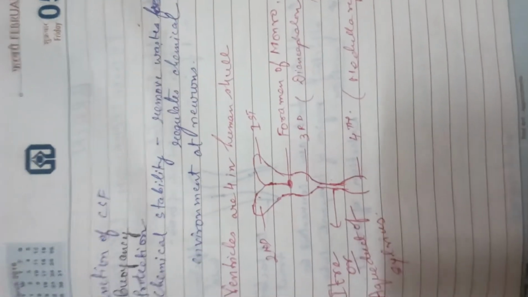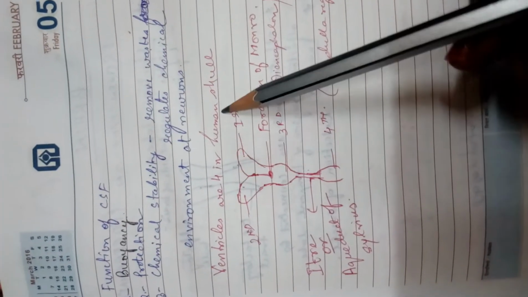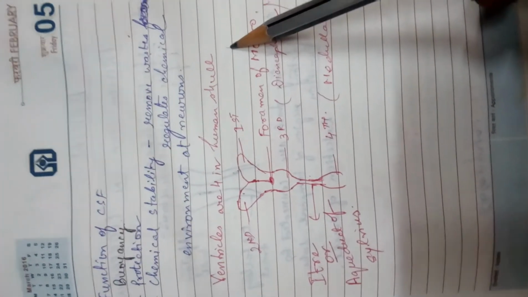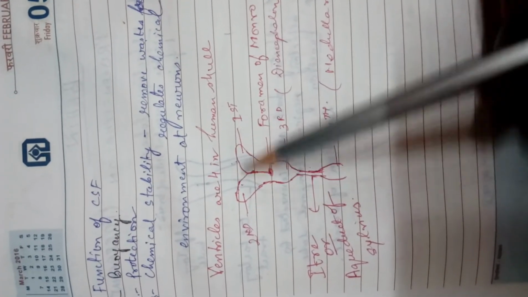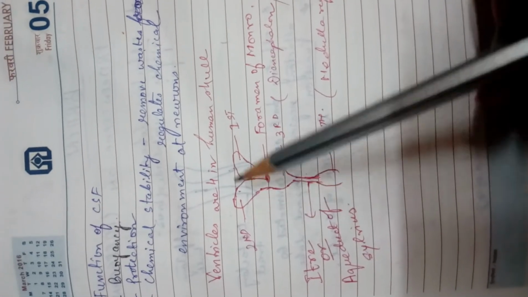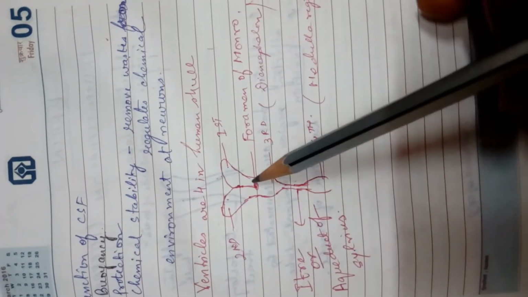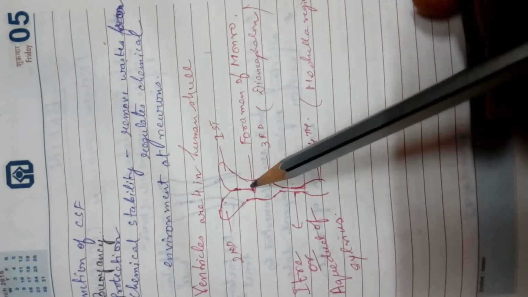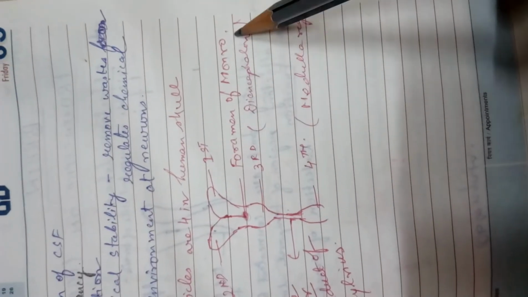I would like to show you how many ventricles are present in the human brain. Ventricles are 4 in humans. You can see that the first and the second ventricle are lying opposite to each other. This first and second ventricle are connected with the third ventricle by a small hole, you can see here, that is called foramen of Monro.